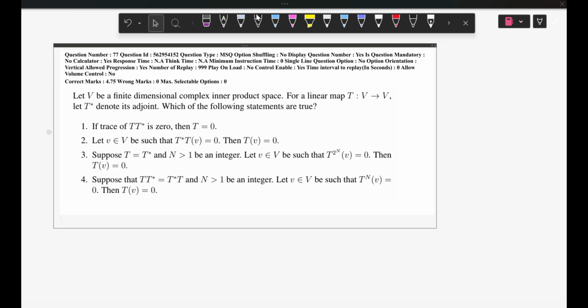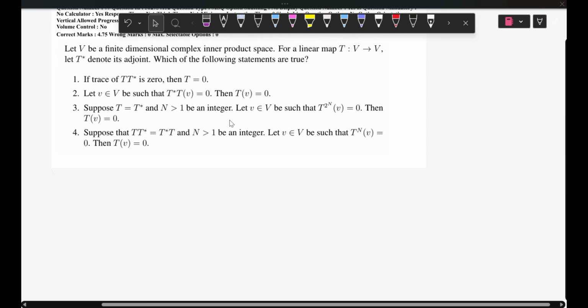And suppose that T star equal to T star T, and n greater than 1 be an integer. Let v belong to V such that T to the power n of v equal to 0, then T v equal to 0. Okay, so first let's see the first option.